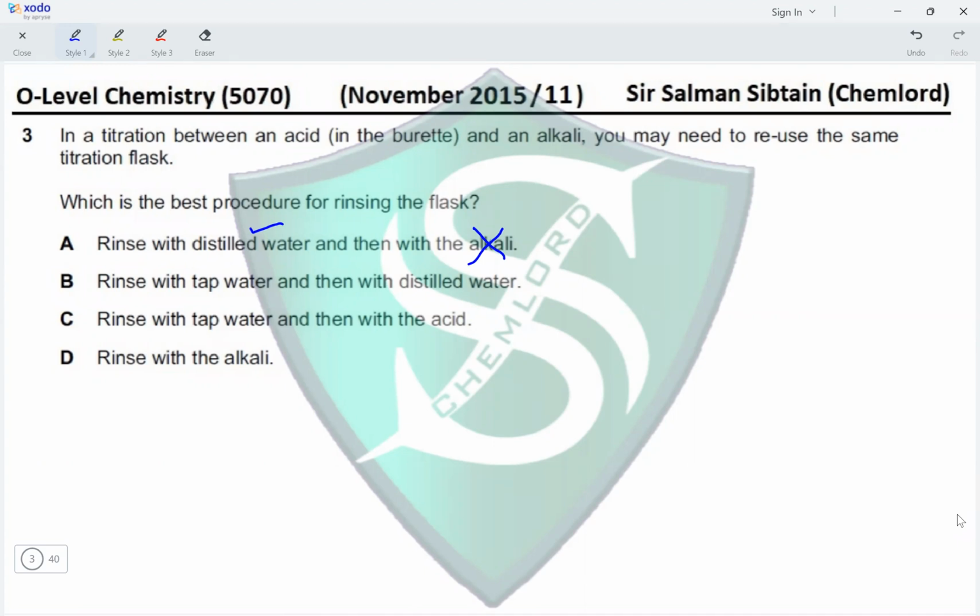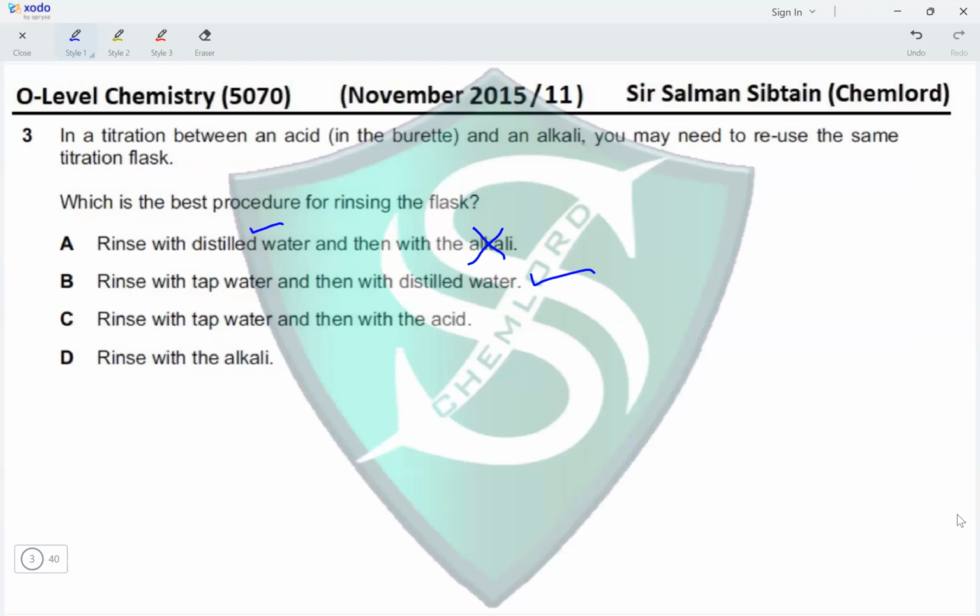So when you have alkali present in the flask before the experiment, that adds additional moles of alkali to the experiment, which will result in an incorrect final result for the titration. So neither alkali nor acid should be present before the titration procedure begins. Rinsing with tap water and then with distilled water, yes, we can clean the contents of the flask or wash them away with tap water, and then to remove any dissolved ions that were present in tap water, we can use distilled water. So this procedure seems correct.